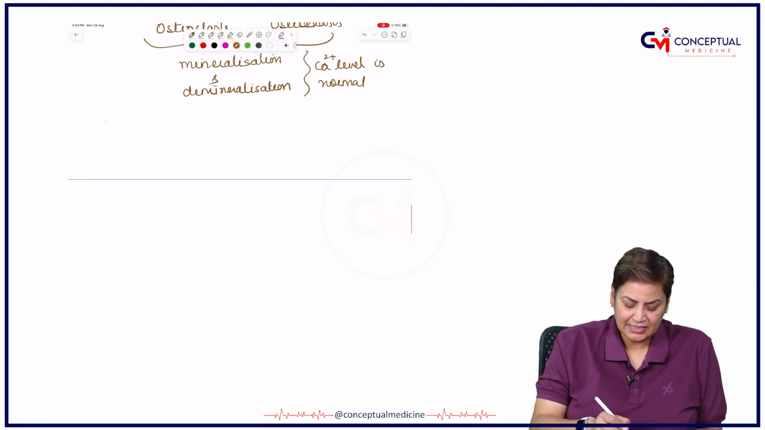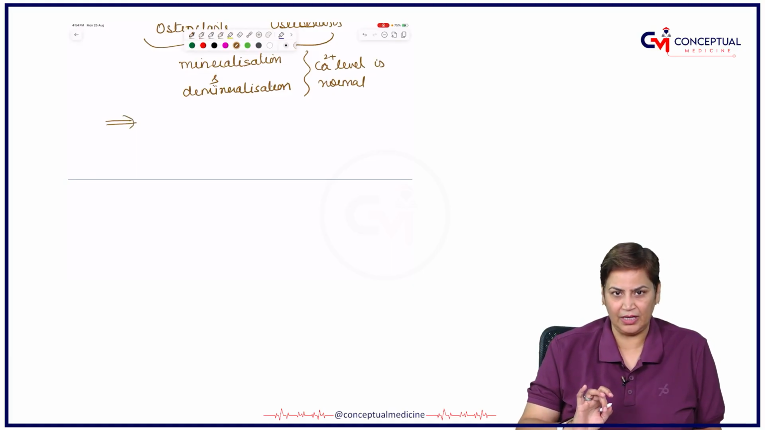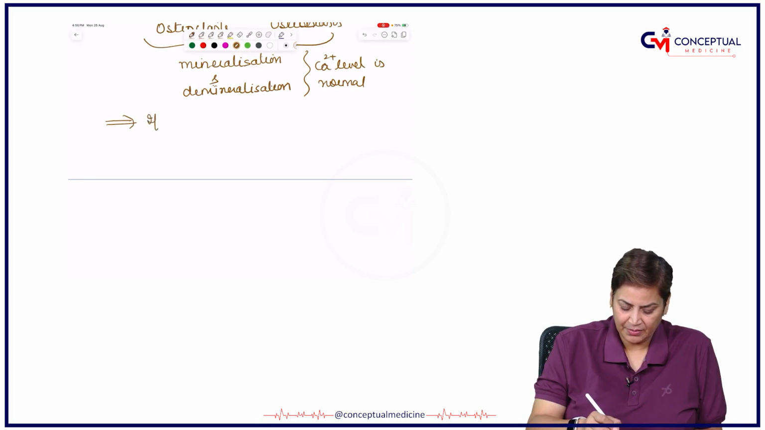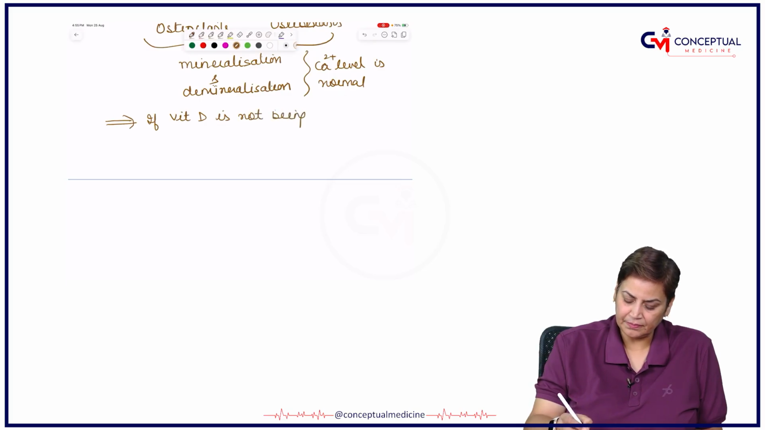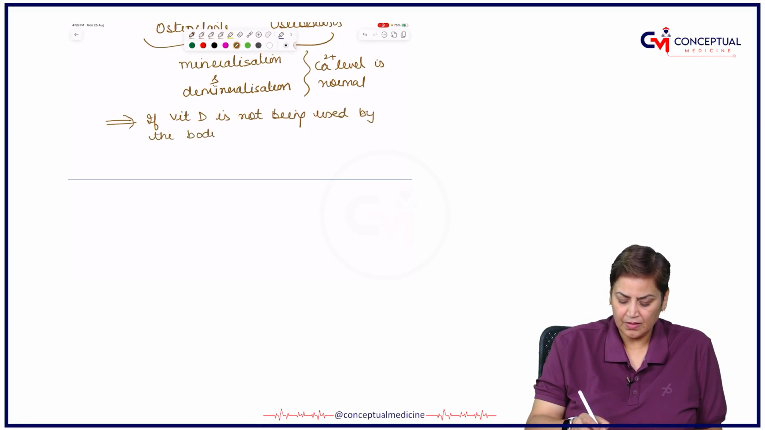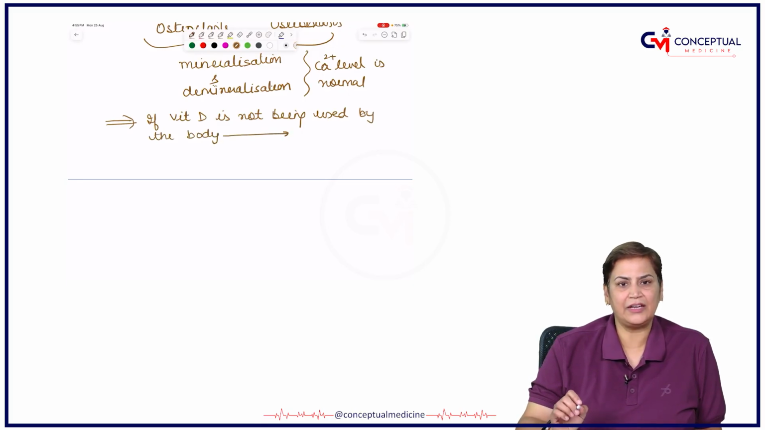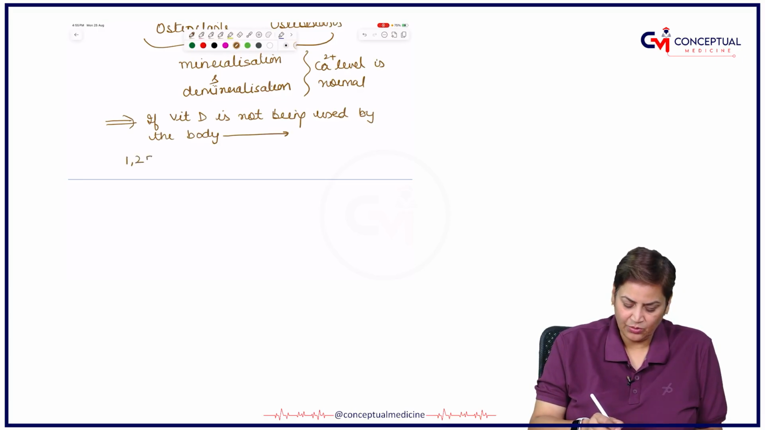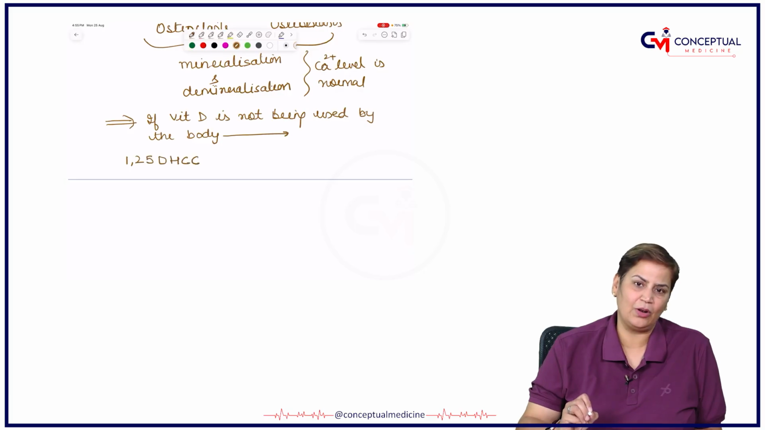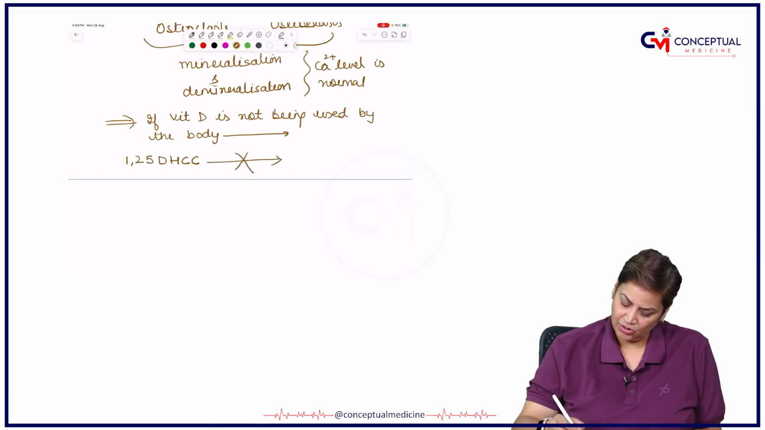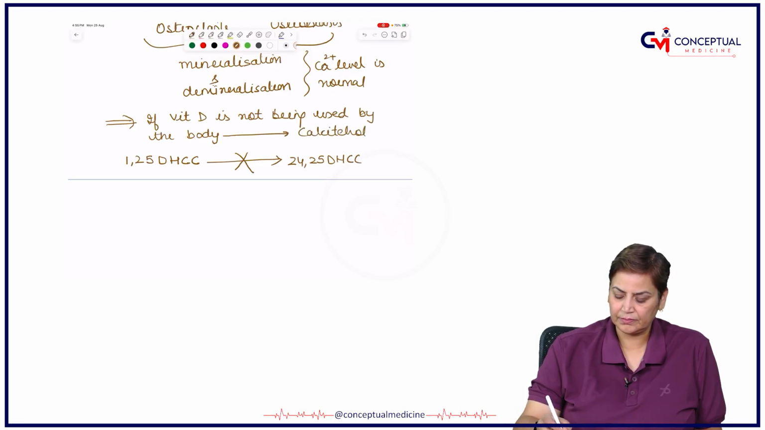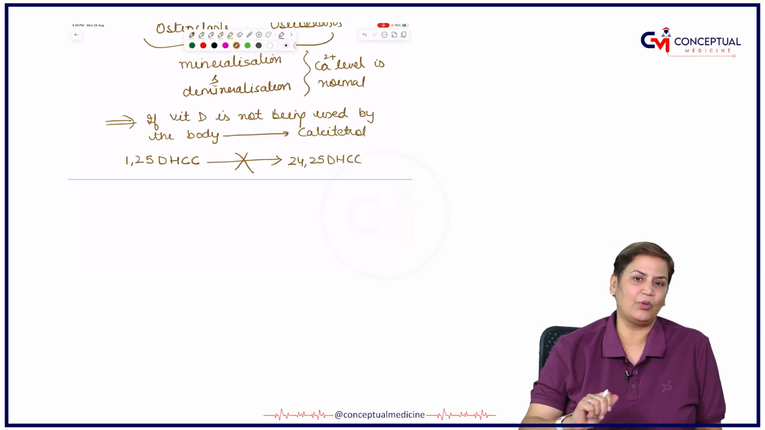Then sometimes what happens is, if vitamin D is not being used by the body, it will be converted into another form. Because active vitamin D is 1,25-dihydroxycholecalciferol, if it is not used, it will be converted into 24,25-dihydroxycholecalciferol, which is also known as calcitriol. Right? So this is another important feature of vitamin D.